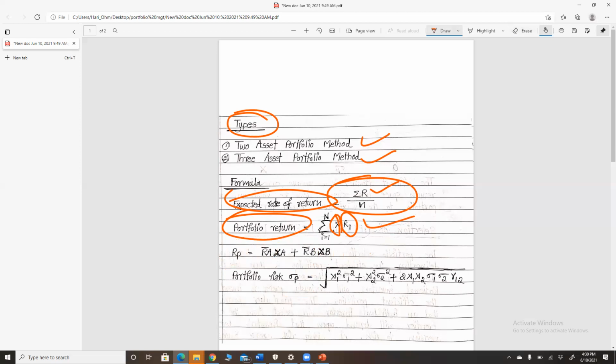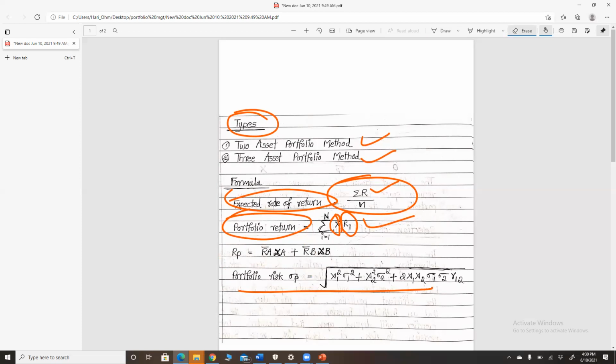How do you calculate portfolio risk? Standard deviation p is equal to square root of x1 square into standard deviation 1 square plus x2 square into standard deviation 2 square plus 2 into x1 into x2 into standard deviation 1 into standard deviation 2 into r12. So this is the formula. Here x1 is nothing but the proportion of security 1.